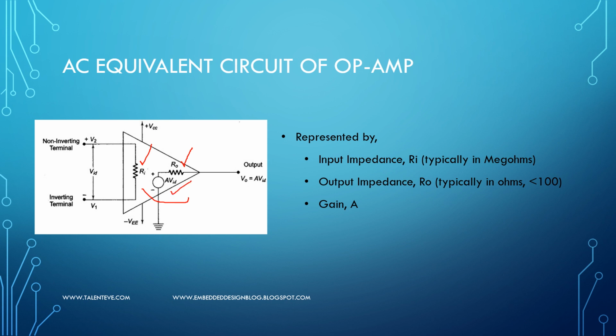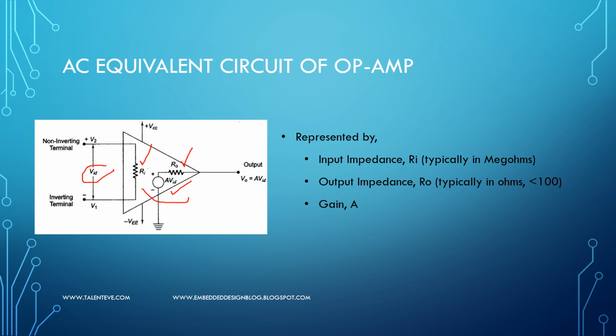So you can see here the gain times the VID is represented as a power supply here, and this would be supplying the output through the output resistance of the operational amplifier. So this is how an AC equivalent circuit of an op amp looks like. It's very simple. It's just a representation of how the voltages would flow and what are the resistances associated.